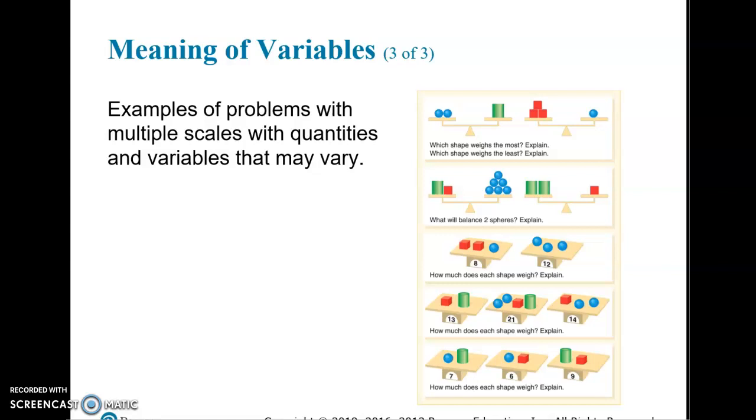The last three problems are on scales, and therefore the shapes have an unknown value that can be determined through reasoning. So if you looked at 8 and 12, 2 blocks plus a ball is 8, and 3 balls is 12.